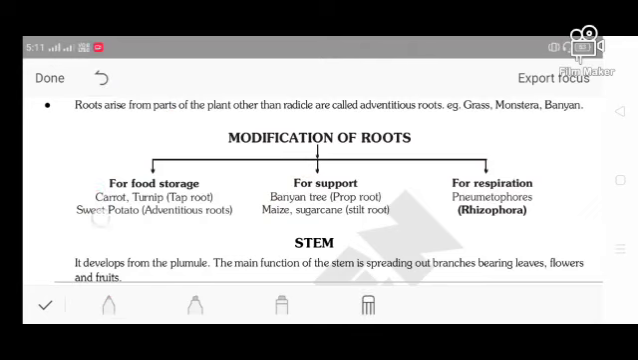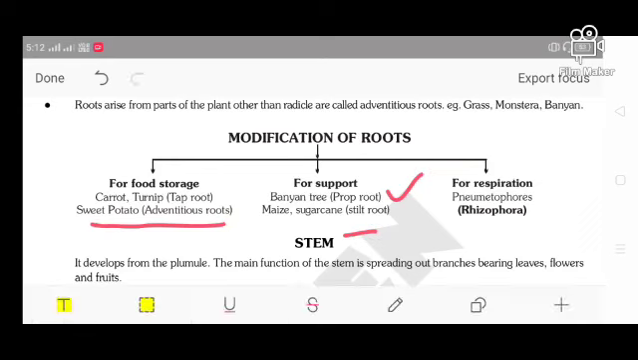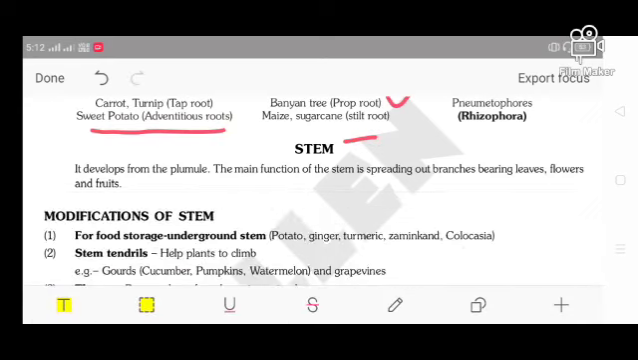The next thing is the examples. For food storage, that is the carrot and turnip, having tap roots. For support we are seeing the banyan tree, which has prop roots, and maize and sugarcane having stilt roots. For respiration we are seeing pneumatophores, which are found in some plants like Rhizophora. So basically these three kinds of modifications of roots are found.